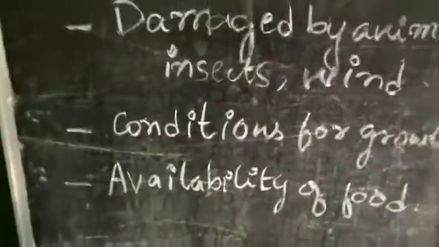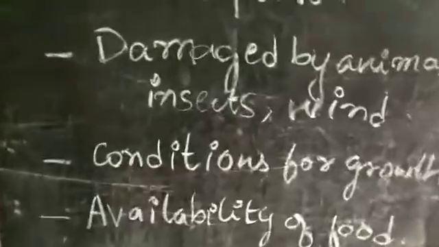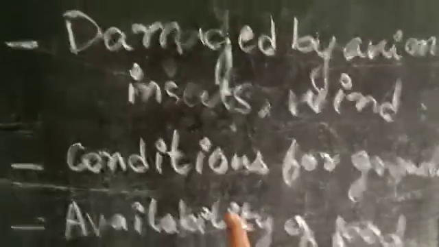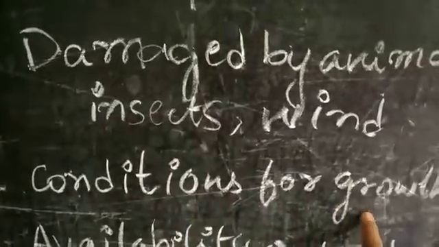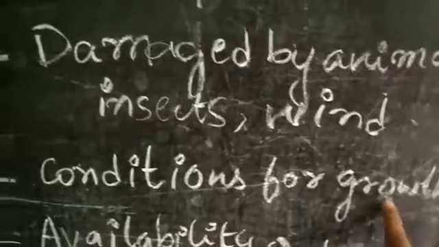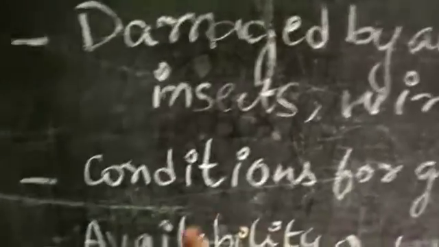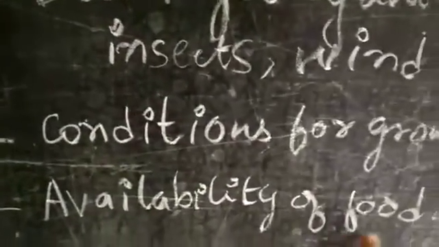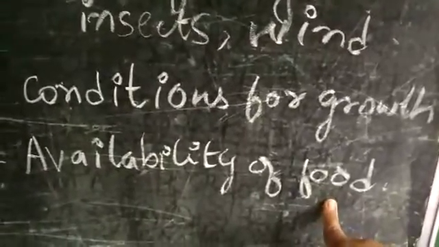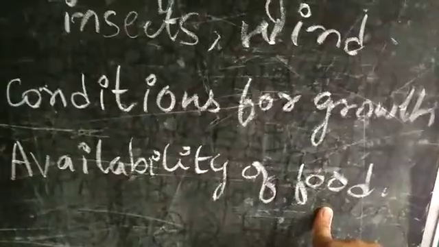Yes? Next is what? Conditions for growth. What is required for growth? A good soil, water. If water is not available for the seed, it will not grow. And if the air is not proper, it will not grow. Okay, if the soil condition is not good, it will not grow. And the next one is availability of food. If the soil is not good, the food is not supplied to the seed, and it will not become a plant.